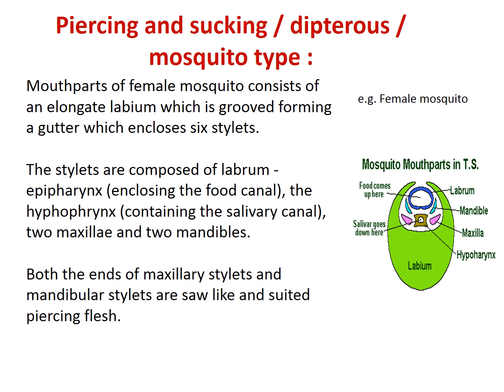Then coming to the piercing and sucking mouthparts of Dipterous insects which feed on blood of mammals and birds. Mouthparts of the female mosquito consist of an elongate labium which is grooved forming a gutter which exposes 6 stylets. So there will be 6 stylets and the 6 stylets are enclosed in the labium. The stylets are composed of labrum, epipharynx enclosing the food canal, the hypopharynx containing the salivary canal and 2 maxillae and 2 mandibles. Both the ends of the maxillary stylets and the mandibular stylets are saw-like and suited for piercing flesh.